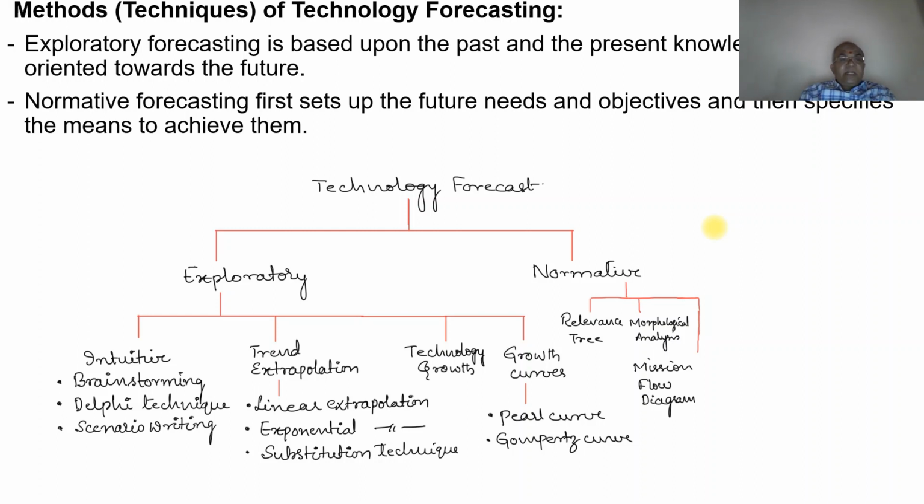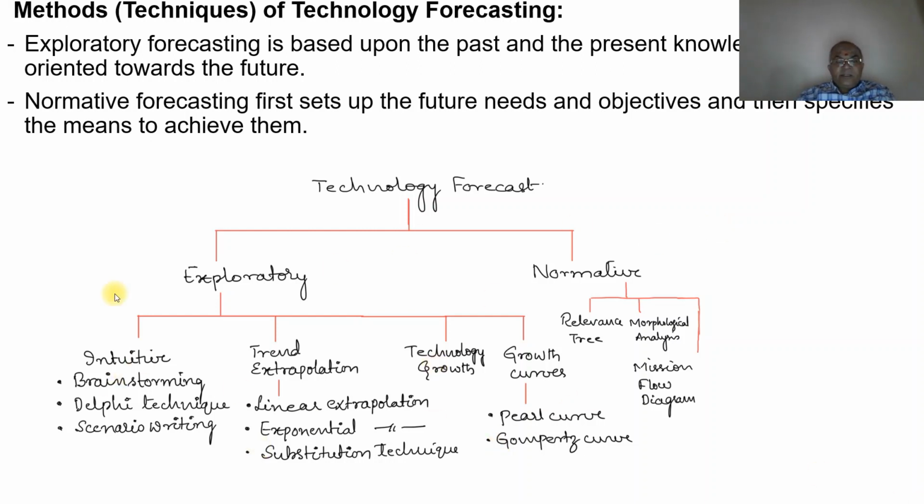Then the second method or technique is normative forecasting. First, it sets up the future needs and objectives and then specifies the means to achieve them. So that means first we fix the goal, then we decide the methods which will be followed to achieve the goal. That is what normative forecasting is.